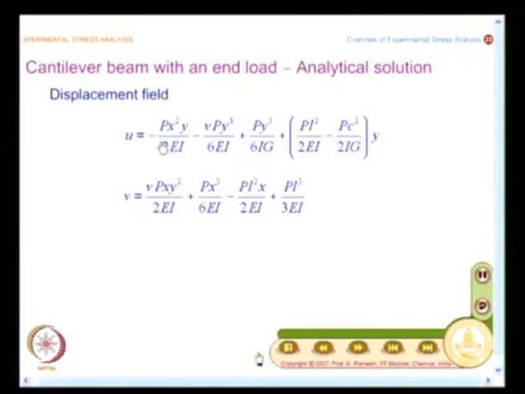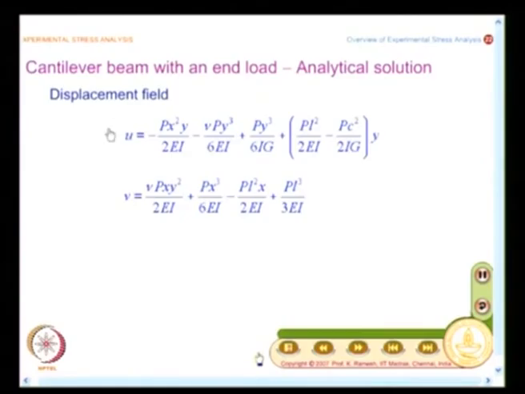If you look at it, it is minus P x squared y divided by 2EI, minus nu times P y cubed divided by 6EI, plus P y cubed divided by 6IG, plus within brackets PL squared by 2EI minus P c squared by 2IG, multiplied by y. And what is the interesting thing about this expression? When y is 0, u is 0. So, you do not find out the u displacement at all in strength of materials, mainly because you are considering a 2-dimensional problem as a 1-dimensional problem.